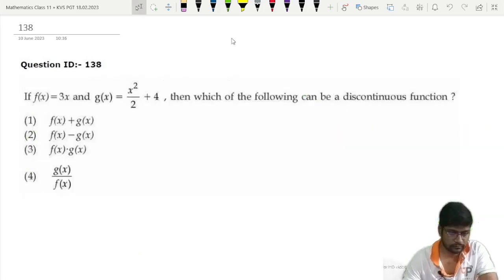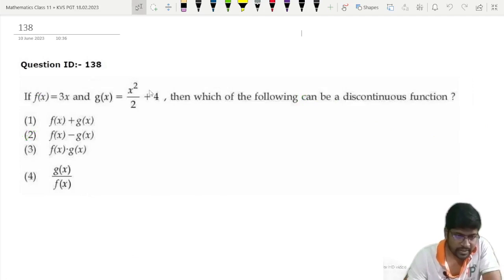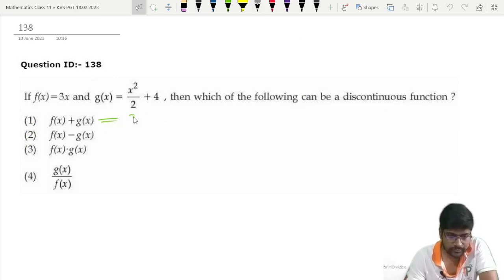Now come to question number 138. Now f x is given and g x is given, then which one of the following can be a discontinuous function? Okay, f x is given, g x is given. If you add them, f x plus g x will be equal to, so first option is equal to 3x plus x square by 2 plus 4. Okay, this function is continuous everywhere. So option 1 is not correct.